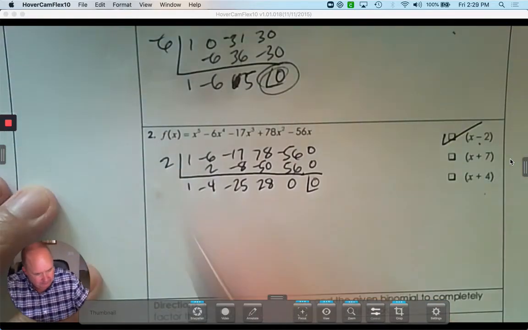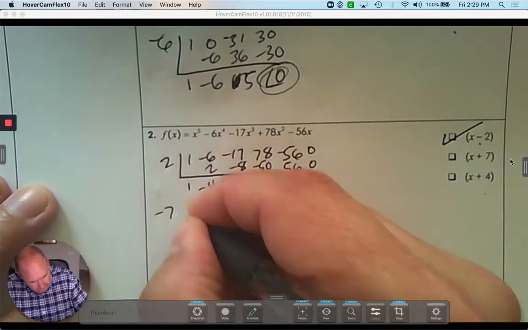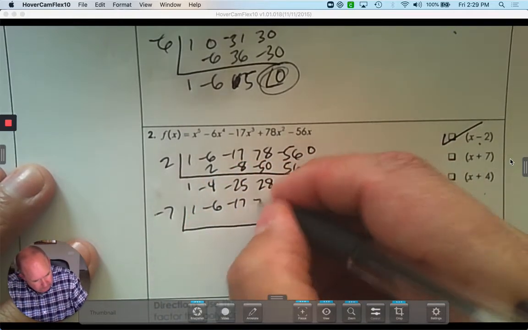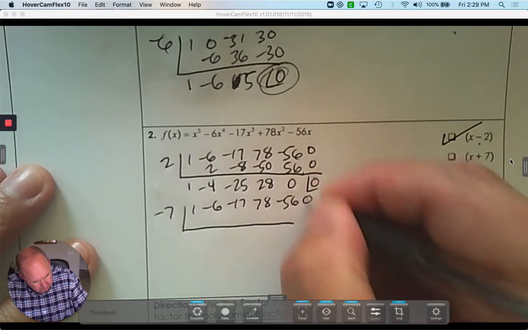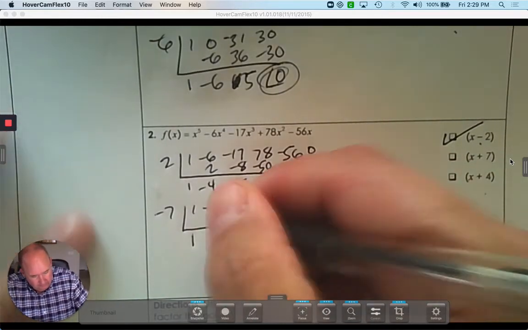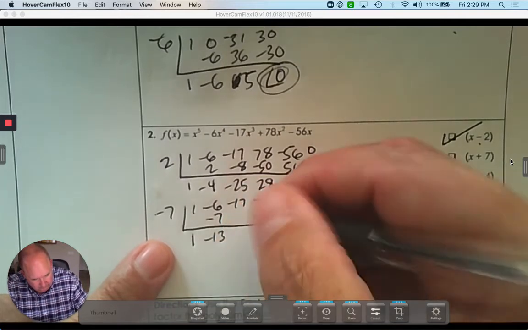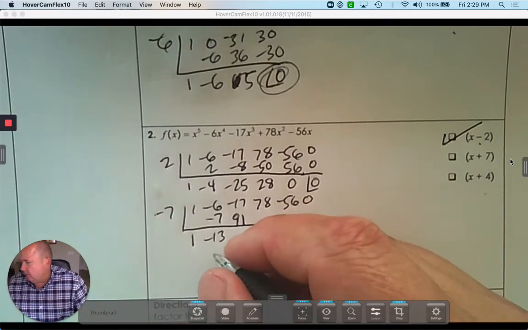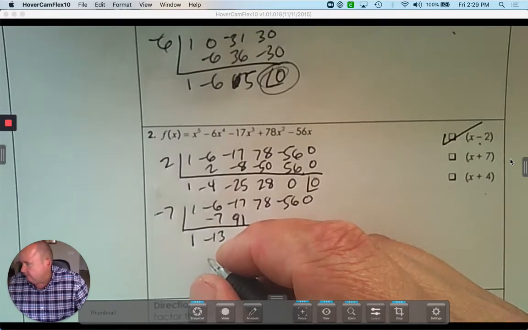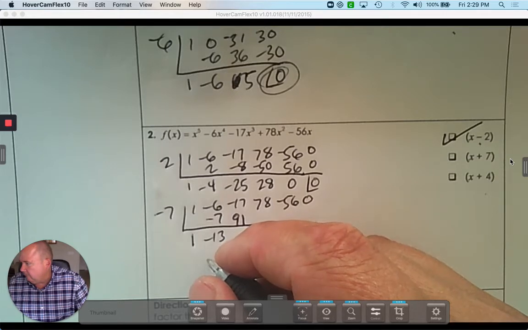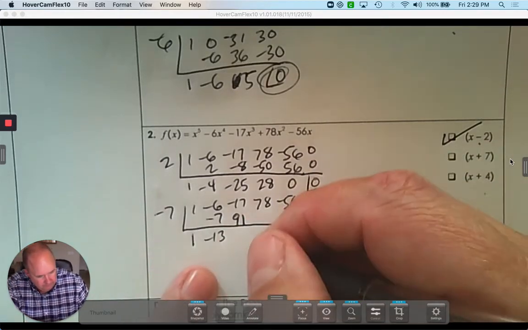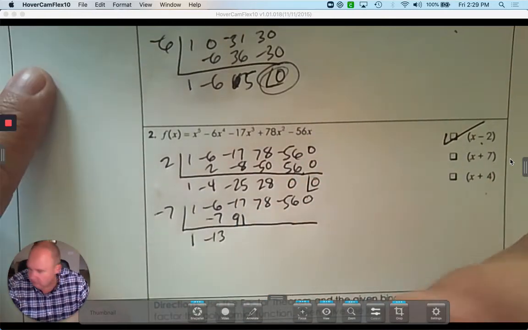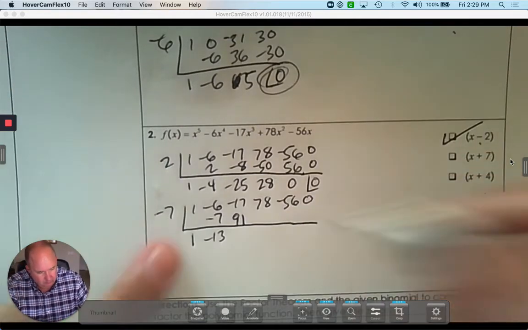Let's try it again. How about x plus 7? So we start with -7. And then do the synthetic substitution. Sure I'm doing this right. This would be 71. Is that 74? This is not going to work.